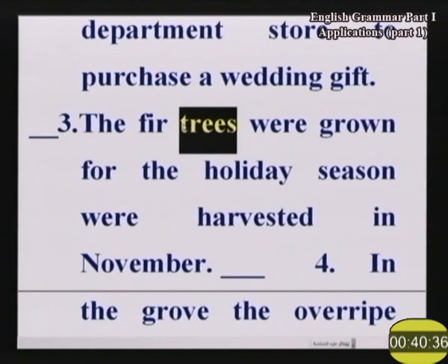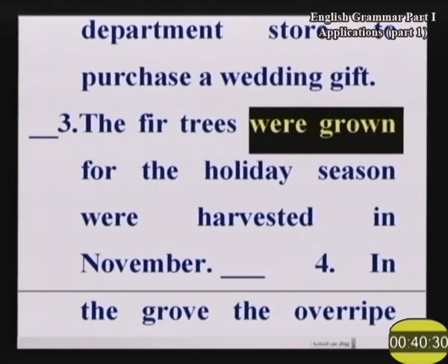Fir trees, ده نوع الأشجار. The fir trees were grown. Were grown is the verb. طيب, for the holiday season were harvested in November. طيب ده أنا عندي أهو were grown وعندي were harvested، يبقى أنهي منهم بقى الفعل؟ Were harvested is the verb.